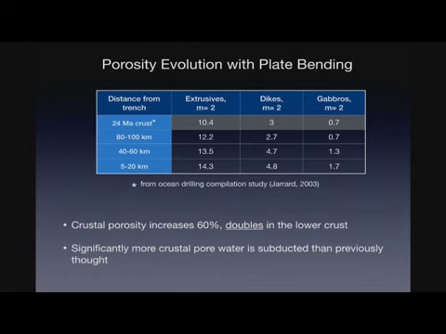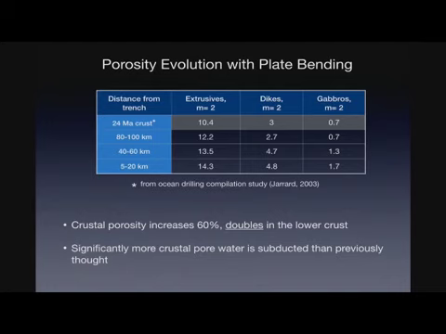And then as we get closer to the trench, you can see that the porosities start to increase. There's only a slight increase in the extrusives, but the extrusives are already fairly porous and fractured, and so you don't expect a lot of change there. But in the dikes and the gabbros, we can see that the porosity doubles and even more than double in the gabbros as you get close to the trench.